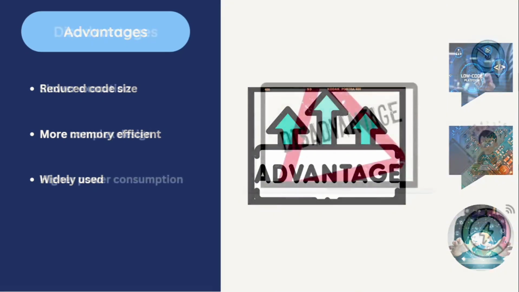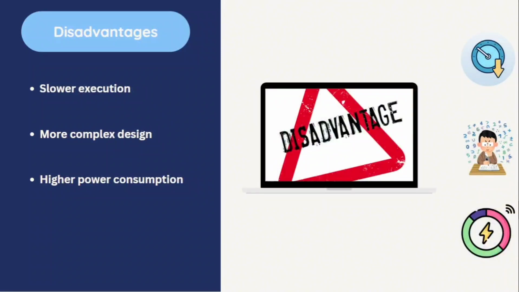Disadvantages of CISC: slower execution. Complex instruction set architecture processors take longer to execute instructions because they have more complex instructions and need more time to decode them. More complex design. CISC processors have more complex instruction sets, which makes them more difficult to design and manufacture. Higher power consumption. CISC processors consume more power than RISC processors because of their more complex instruction set.